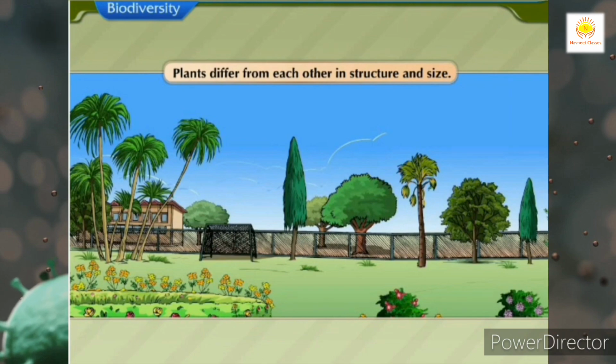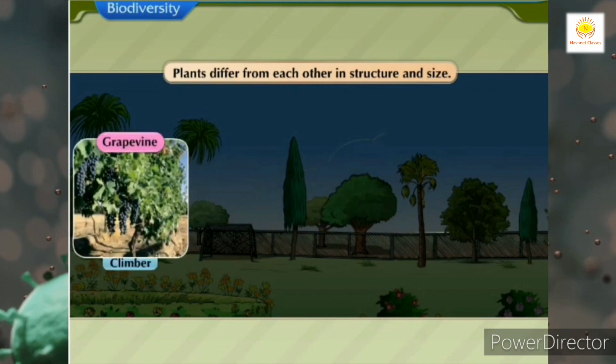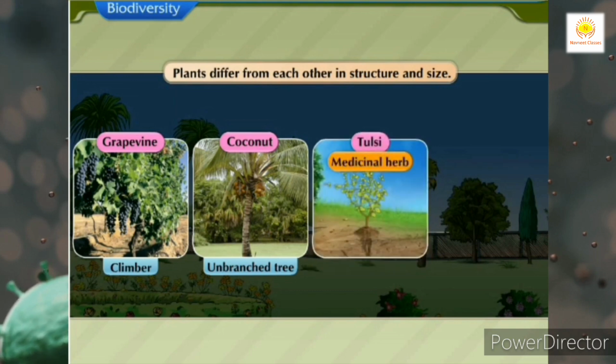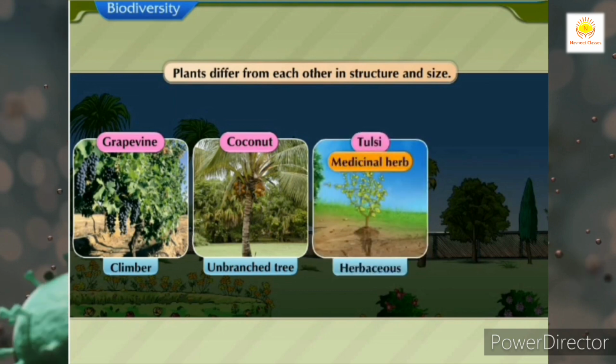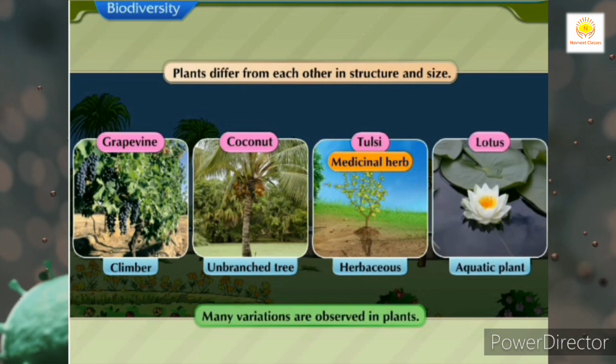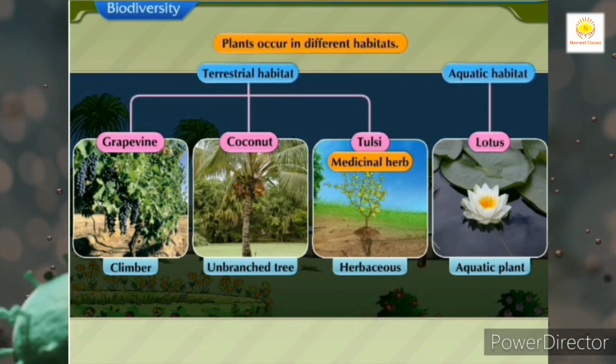Plants differ from each other in their structure and size. For example, the grapevine is a climber. Coconut is an unbranched tree. Tulsi is a medicinal plant, which is herbaceous, and lotus is an aquatic plant. There are many variations observed in these plants. They occur in different habitats.